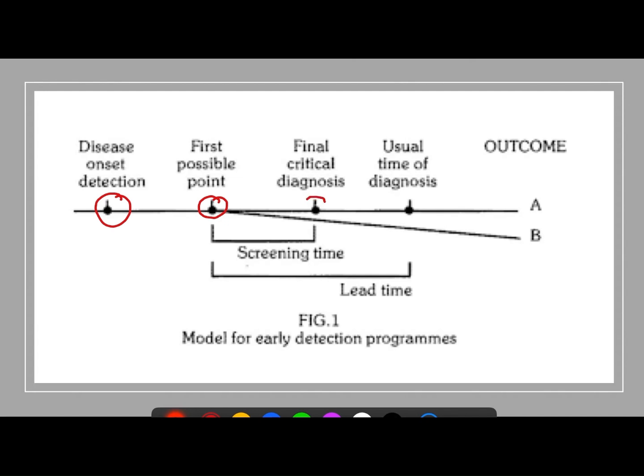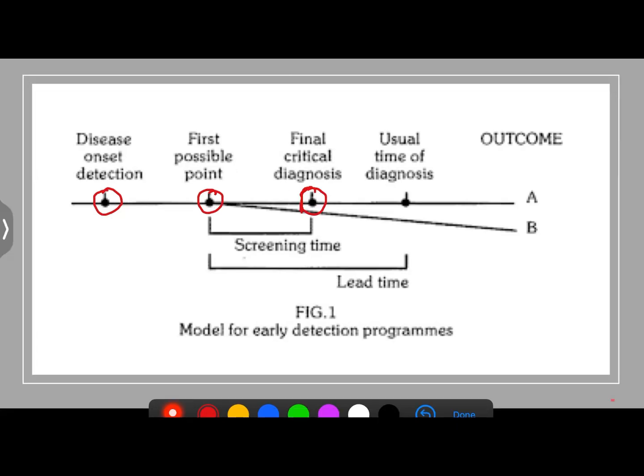Then we have a final critical diagnosis. This is a point after which there is no point of screening. This is the last point in the preclinical phase where a screening test can detect a disease before it becomes symptomatic. So what happens beyond this point, the screening loses its value because the disease will be detected clinically anyway.